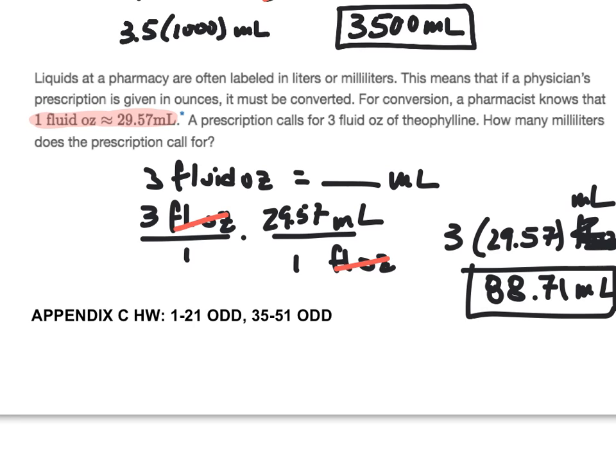So go ahead on your Appendix C homework. Let's do 1 through 21 odd, and let's do 35 through 51 odd.